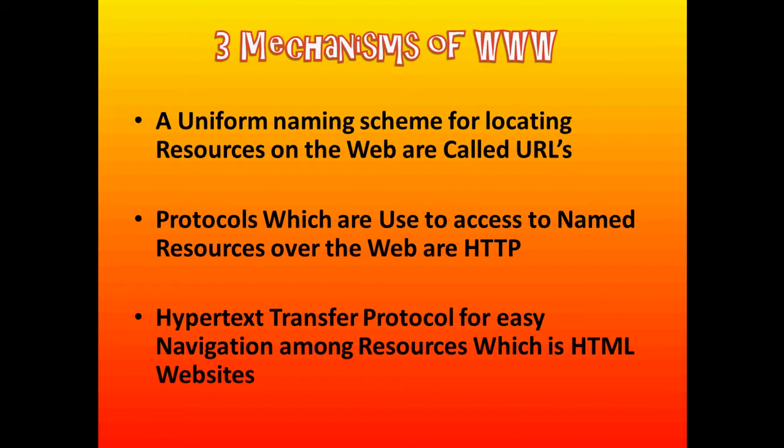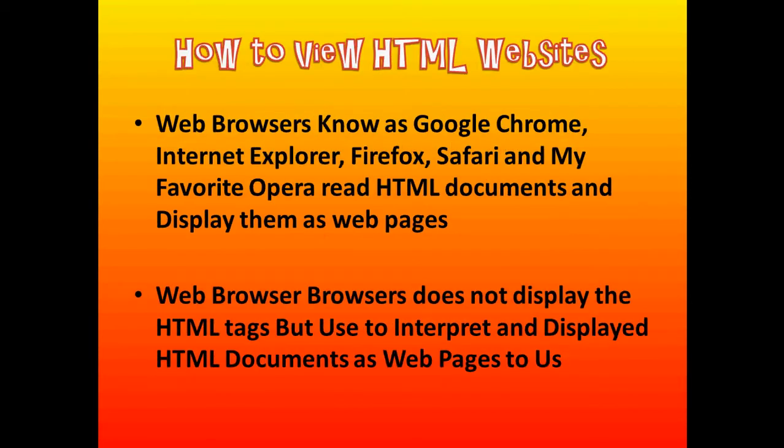So let's find out what HTTP is. HTTP is the Hypertext Transfer Protocol. So you can read in number 2, the protocol. You need three mechanisms of www. One is the uniform naming scheme, second is the protocol, third is the hypertext transfer protocol. Basically, HTTP is a protocol for easy navigation among resources, which are HTML websites. Basically it makes it a lot easier to navigate along the website. So let's move to the next.